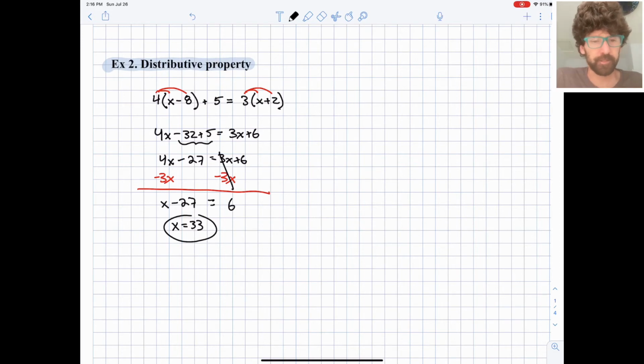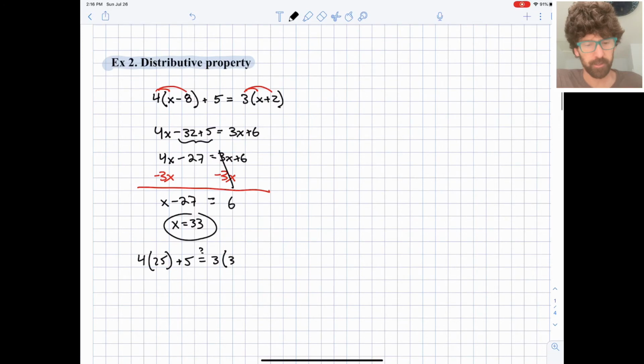I'm going to model a formal check for this one. I'm going to do part of it in my head as we go. 33 minus 8 is 25. So let's see if 33 is the correct answer. Plus 5, is that equal to 3 times 33 plus 2, 35. So this is 105 on the left, and that does equal 105 on the right. So it looks like we got it. We got it correct. X is equal to 33.